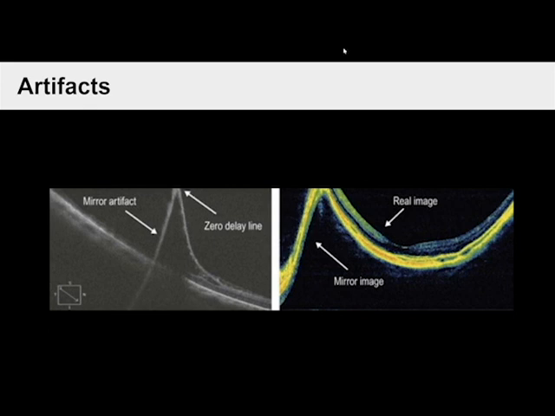The artifact we see here is the mirror artifact, which can be triggered by certain conditions such as a lesion or macular traction in the eye. This is caused when the Fourier domain cannot distinguish between positive and negative time delays.